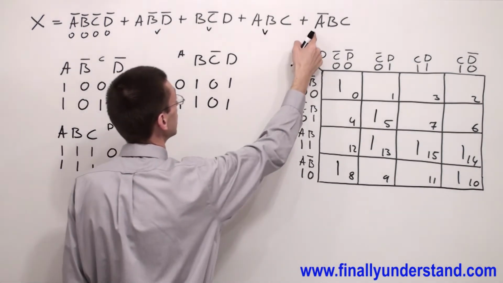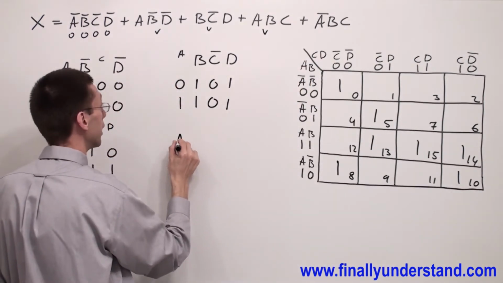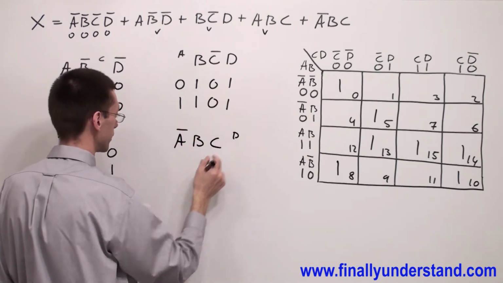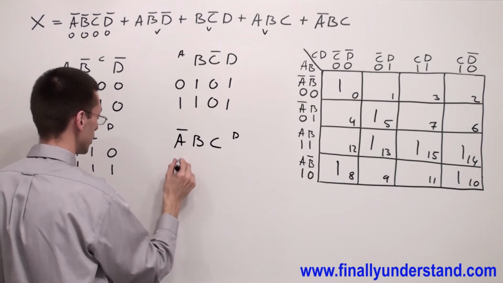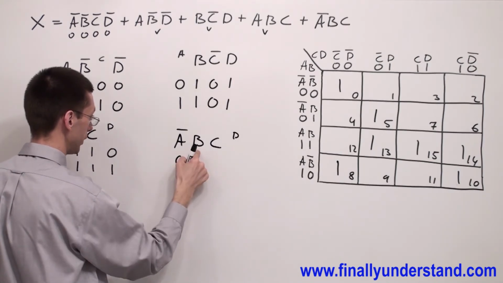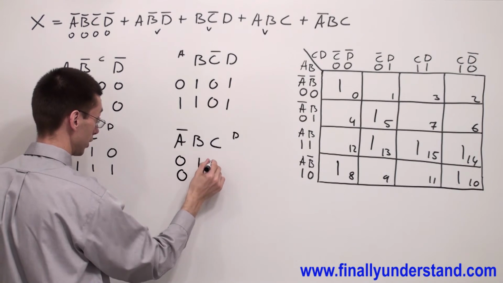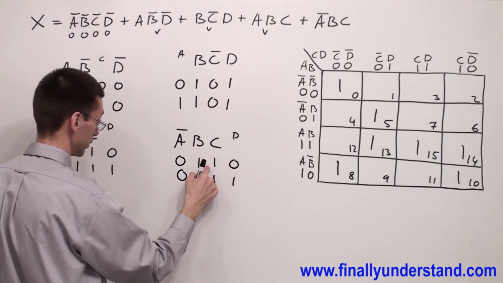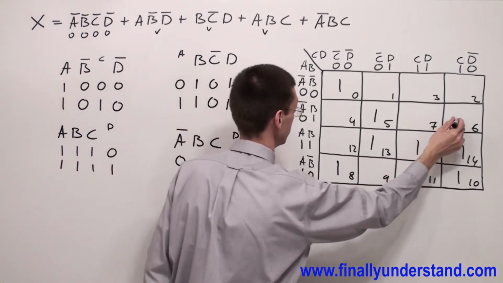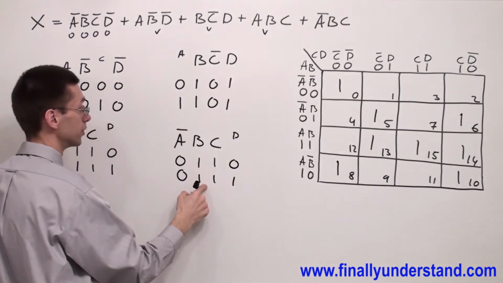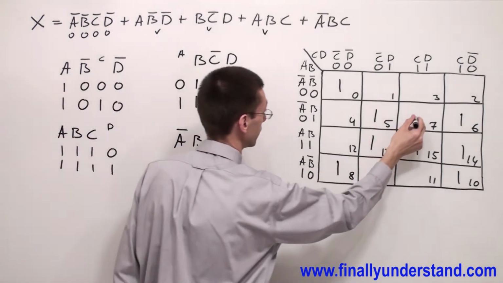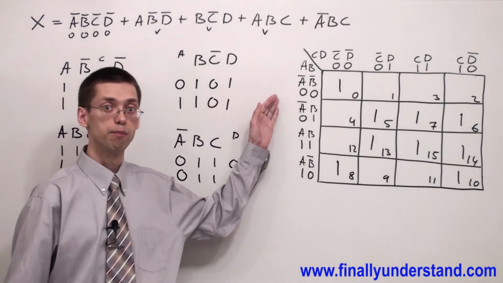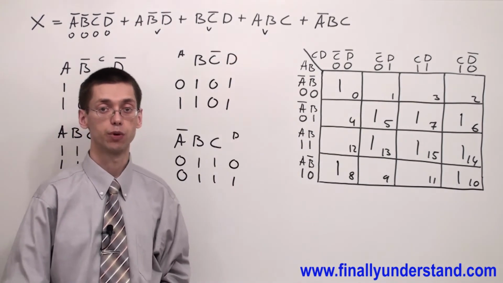Let's take a look at this one. I have A naught, B, C. I'm missing D. A naught represents 0. B represents 1. C represents 1. D could be 0 or could be 1. This is binary 6, and this is binary 7. We've finished mapping this expression.